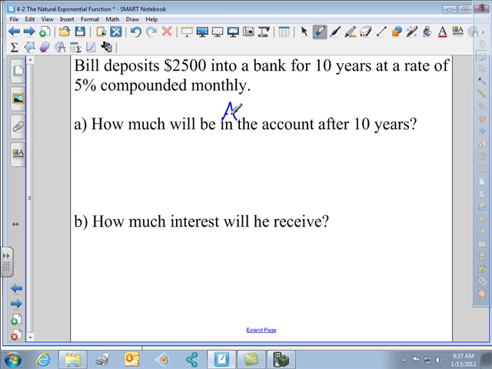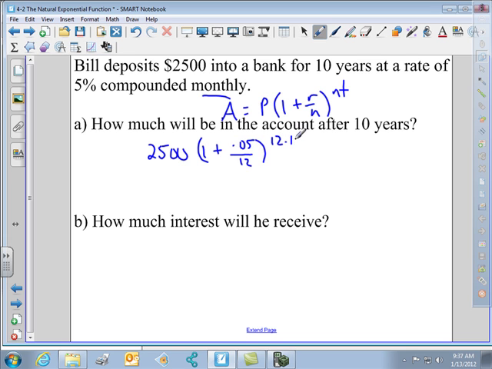So again, I'm going to write that formula here. So I have A equals P times 1 plus R over N taken to the NT power. Here we say the Bill deposit is the same as before, $2,500. So we've got $2,500 times 1 plus the rate, which is 0.05, over N. Now this is compounded monthly, so N is 12. And that is going to be taken to the 12 times 10th power.